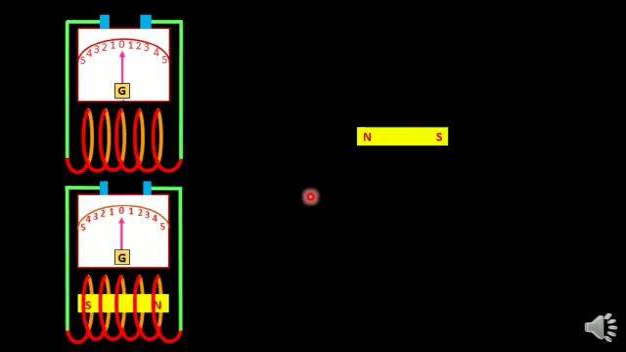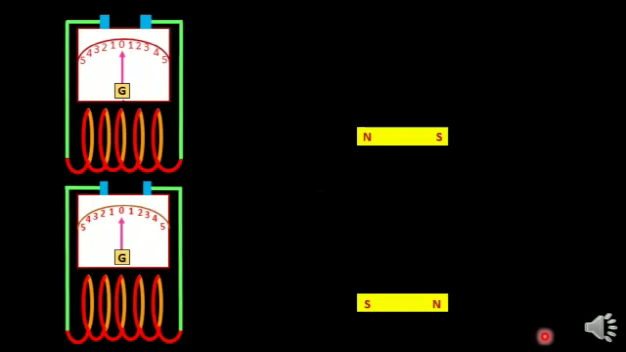When the bar magnet moves away from the coil, the galvanometer needle shows deflection to the left side, showing the presence of current in the coil in the opposite direction. When the magnet is stationary, the galvanometer shows zero deflection, indicating no current in the coil.